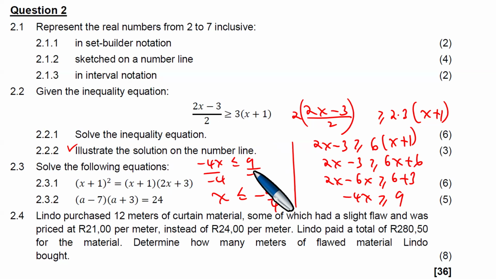I'm interested in that. How do we illustrate the solution on the number line? That is something very important. To illustrate the solution on the number line, we draw a number line like this. We mark off the 9/4 on the number line of x values. When x is less or equal to minus 9/4, it is less or equal to.